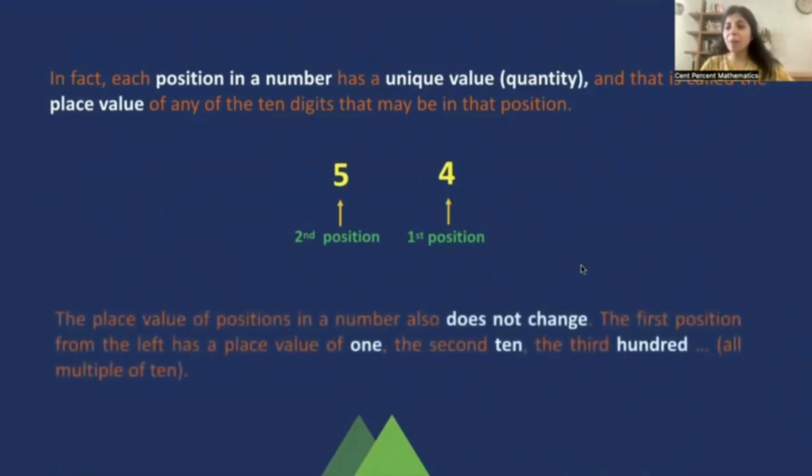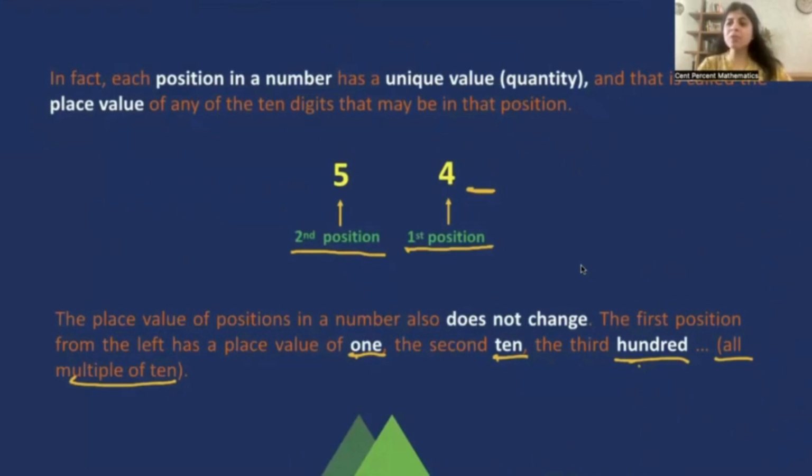But when we come to the place value, when we come to the decimal number system, the place value of the first position is 1. That of the second position is 10. So on. For the third position, it is 100. So in a decimal number system, it is all multiples of 10. So we need to understand that. The first position has the value 1. The place has the value 1.